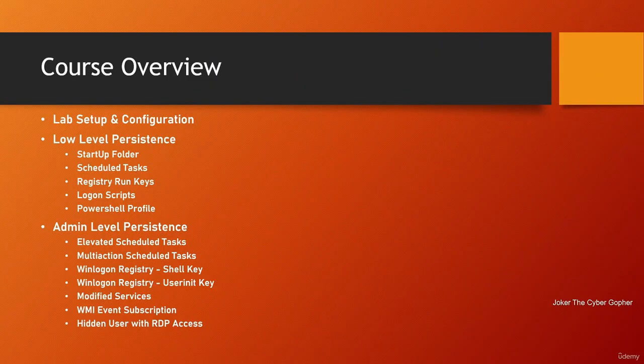Course overview. First, we start with setting up a fresh lab from the ground together to avoid hiccups on your journey. Then we move on to low-level persistence tactics, which can be set without special privileges on a system. On low-level techniques, we are going to perform several persisting tactics, which are startup folder, scheduled task, registry run keys, logon scripts, and PowerShell profile.